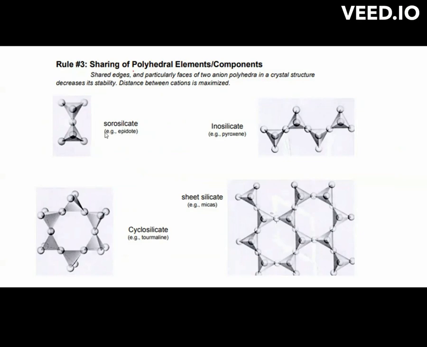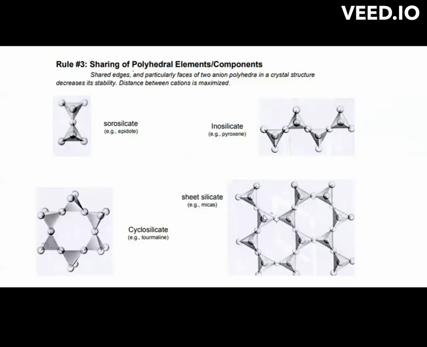Let's check here. For sorosilicates, you can tell we are sharing these corners. More inosilicates such as pyroxenes also share corners, but we are combining more than one tetrahedron. Remember, with sorosilicate, it's about two tetrahedra. With the nesosilicates, there is no sharing; this tetrahedron is independent. And with cyclosilicates, tourmaline, beryl, and many others, they have a cyclic structure.